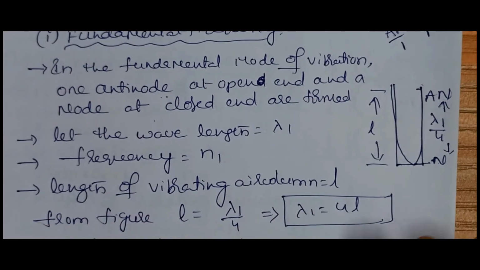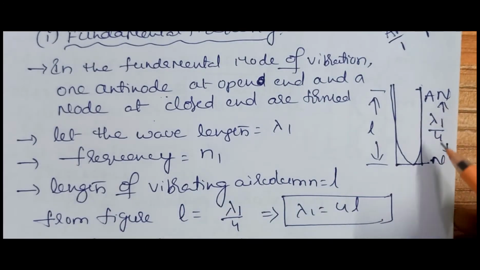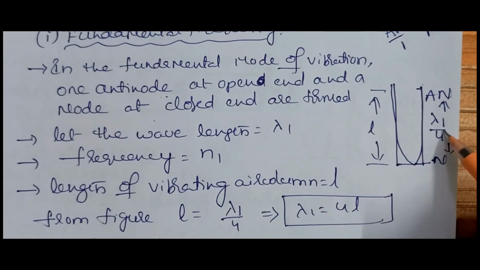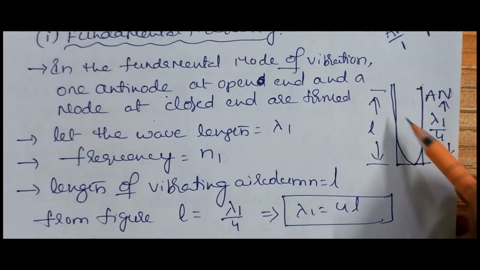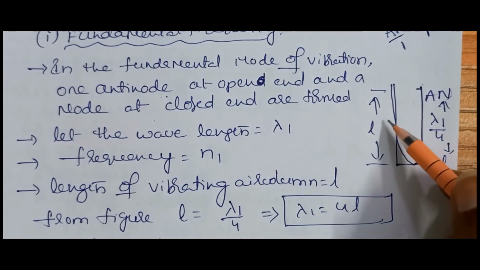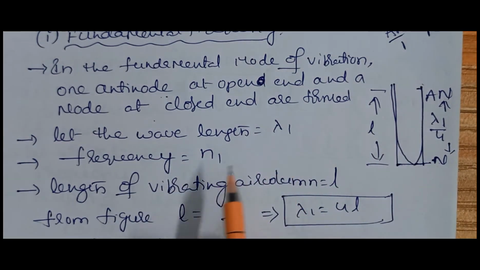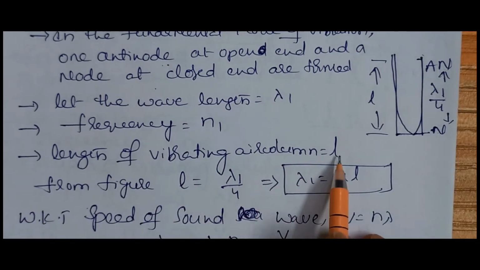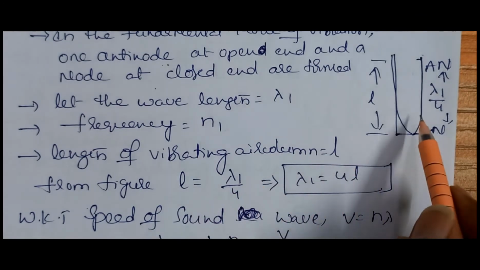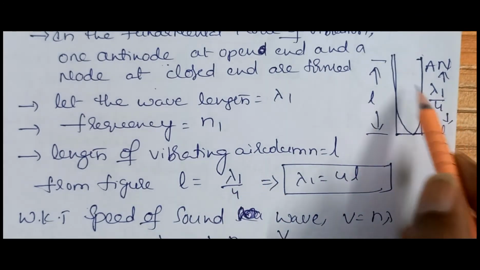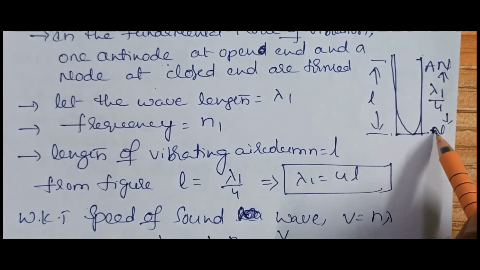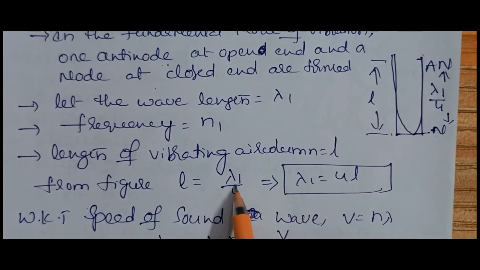So let the wavelength, distance from antinode to node is lambda by 4. In the first case we are taking this one lambda 1 by 4 and here to here length of the air column is L. So let wavelength is lambda 1, frequency is N1, length of the vibrating air column is L. So from the figure, L equal to lambda 1 by 4. By cross multiplication, lambda 1 equal to 4L.